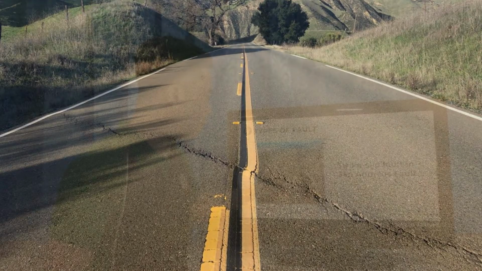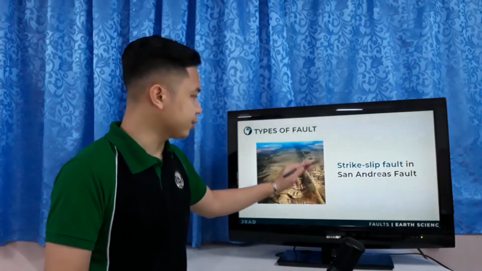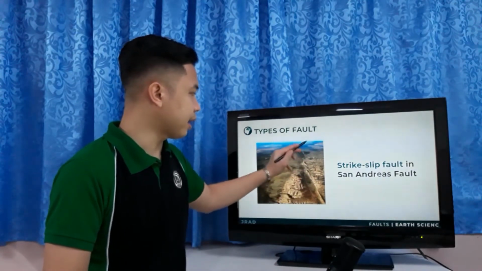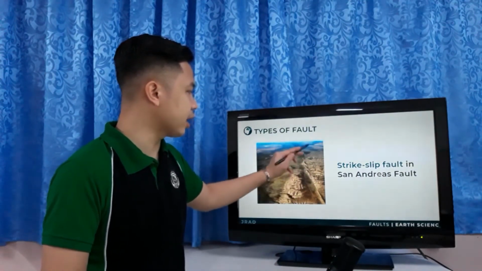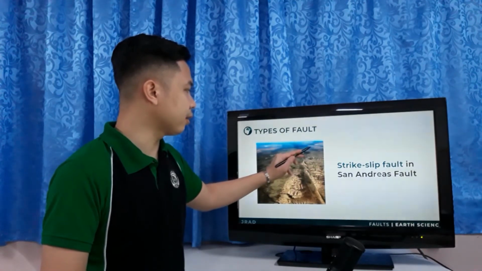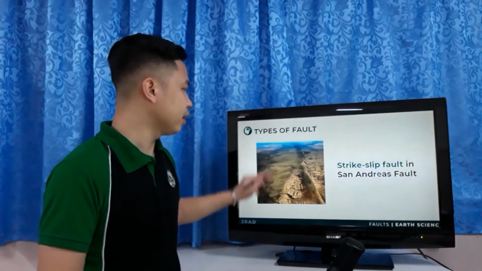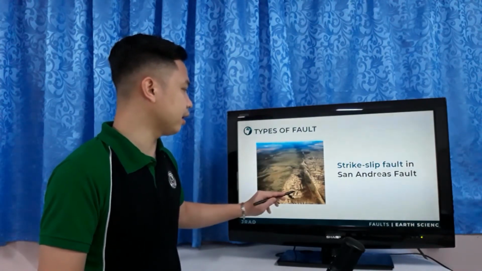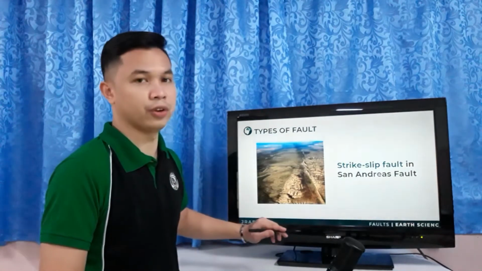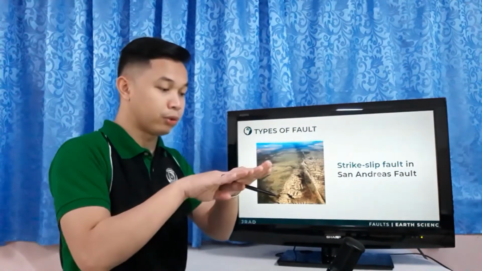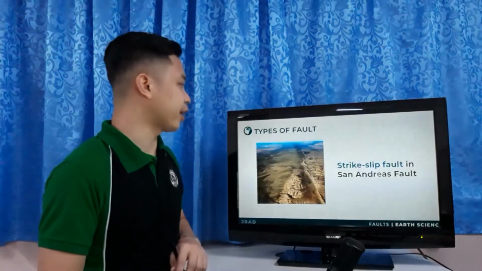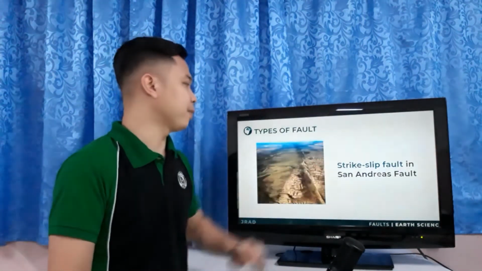So, kung mapapansin niyo yung picture na to, maaring nag-move siya pakaliwa or pakanan, tapos yung opposite side ng fault ay nag-move din sa opposite direction, no? So, parang dumulas. That's what we call the shearing or strike-slip fault.